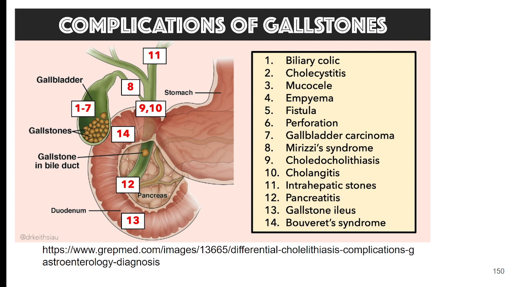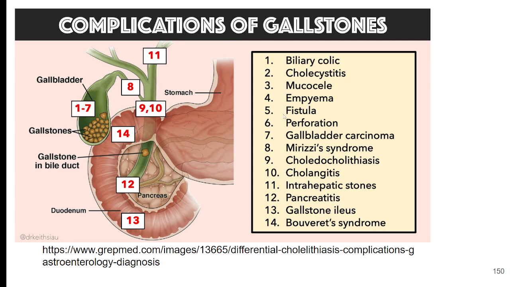A calculus cholecystitis, an asymptomatic gallstone, can result in any of these complications later on, and these are what we call complicated cholecystitis. They are either biliary colic, which is a very common clinical symptom, cholecystitis, mucosal empyema, fistula, perforation, carcinoma, Mirizzi syndrome or biliary syndromes, or choledocholithiasis, the stones in the common bile duct, inflammation of the gall system, enterohepatic stones, pancreatitis, and gallstone ileus can occur.